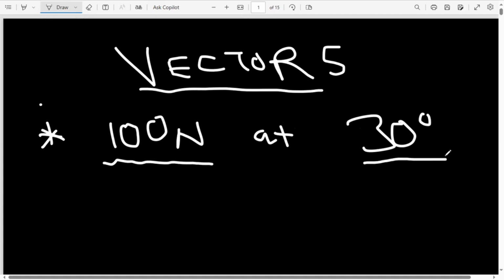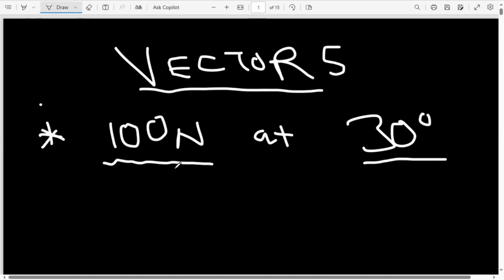So when you're dealing with vectors and they tell you to find the direction, they just mean find the angle. Direction is angle under vectors. Don't start saying east, north. When they tell you to find the direction, they're simply asking you to find the angle at which that vector is. So 100 newtons at 30 degrees can be an example of a vector.